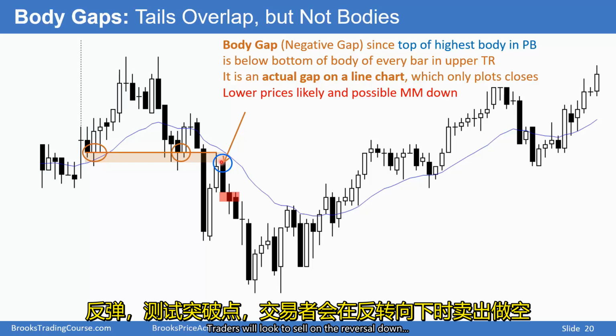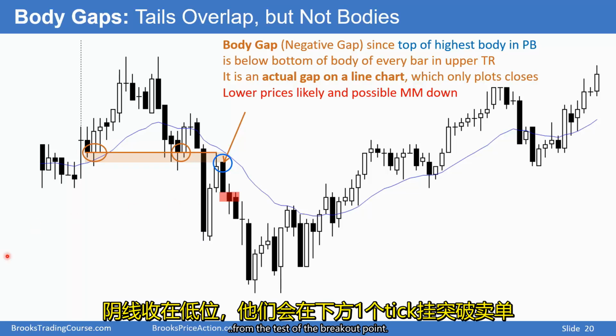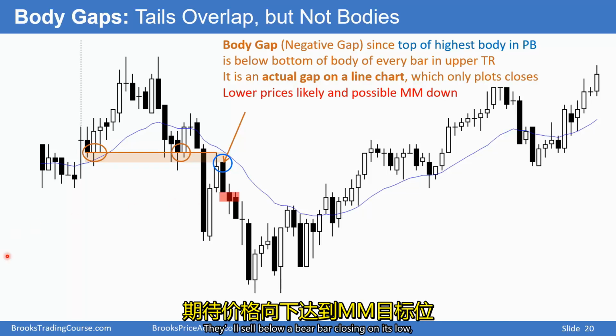Traders will look to sell on the reversal down from the test of the breakout point. They'll sell below a bear bar closing on its low, looking for about a measured move down.